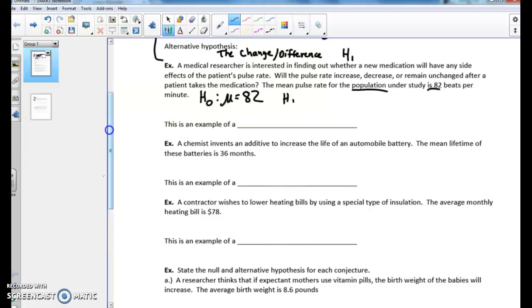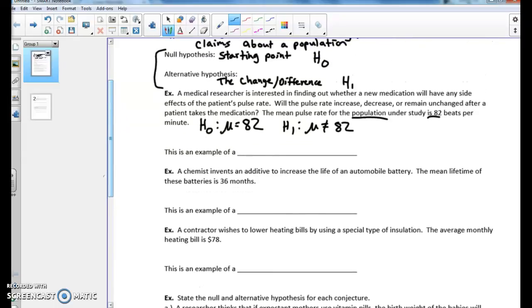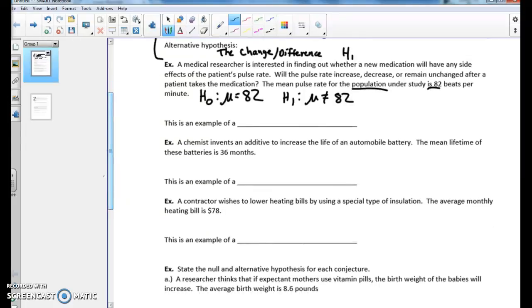The alternative then, it's going to take a format of this. It's going to be the mean not equal to 82. Okay? Remember, I said the alternative hypothesis is thought of as like the change, the difference. You know, what's different about the starting point. For this particular study, we are trying to figure out, okay, is your heart rate greater or less than, as long as it's not equal to 82. That's kind of what we're thinking about. Okay. When you have the alternative hypothesis not equal to the mean, that is an example of a two-tailed test.